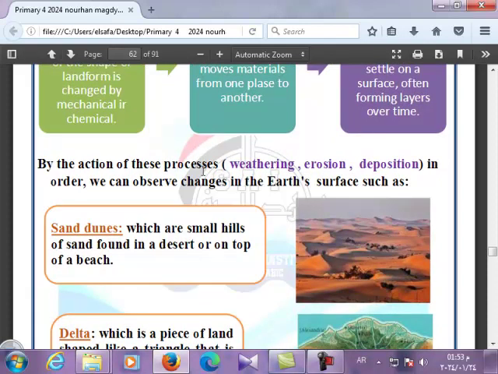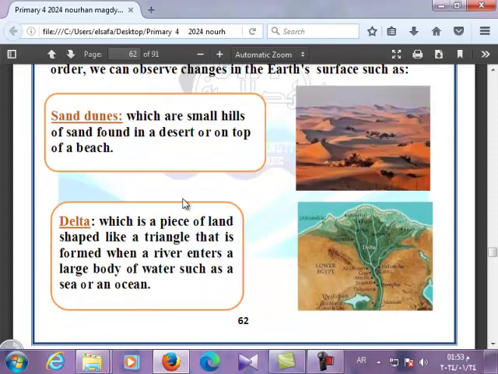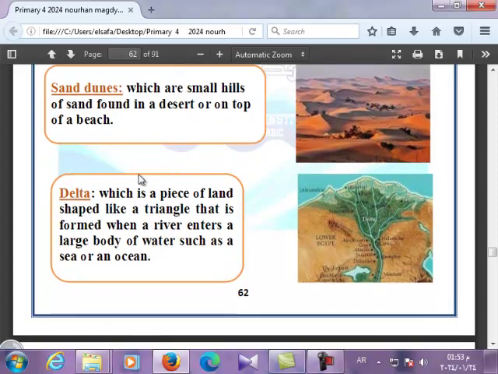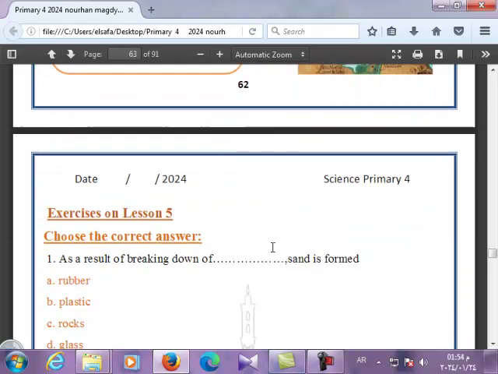By the action of these processes, weathering, erosion and deposition, in order, we can observe change in the Earth's surface, such as sand dunes and deltas. Sand dunes are small hills of sand found in a desert or on top of a beach. A delta is a piece of land shaped like a triangle that is formed when a river enters a large body of water such as a sea or ocean, like the Nile Delta.